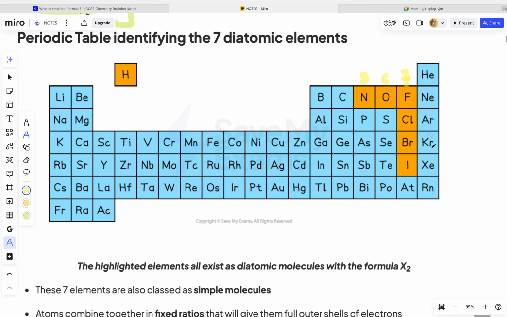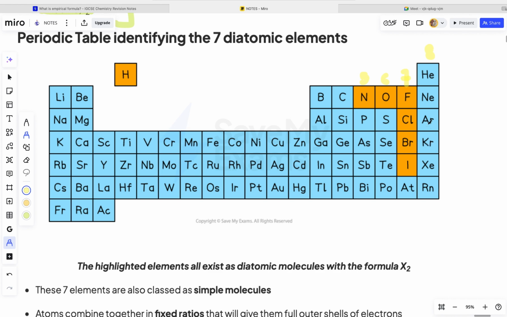Remember, this is group 8 or group 0. You can call it group 8 or group 0. This one is the noble gases. They already have 8 electrons in the outermost shell, so they do not need to react or undergo bonding in order to gain or give out electrons.